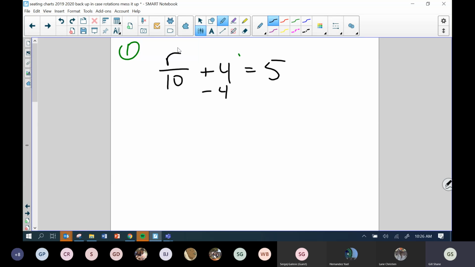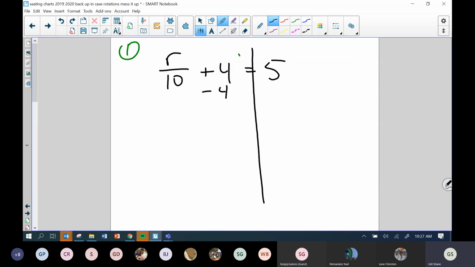The reason we multiplied by 10 before is because we were saying r divided by 10 right here. That line means divide. So if it's r divided by 10, then we need to do the opposite, which was multiply by 10. That's the way we solved it before. Now we're doing it a different way. We're going to get rid of the 4, which means we do the opposite: the opposite of adding 4 is subtracting 4. So that's what I just did.